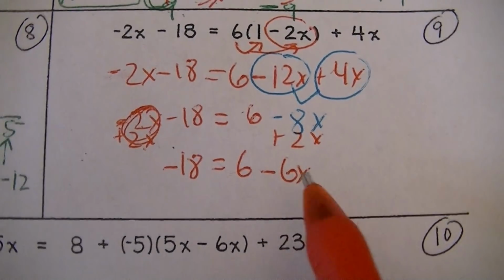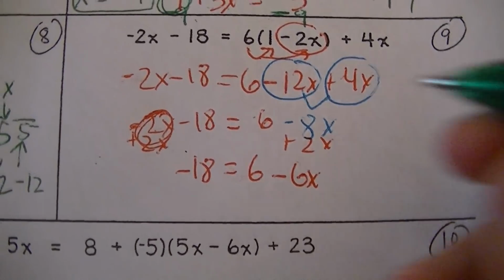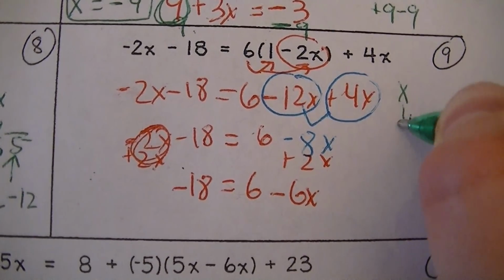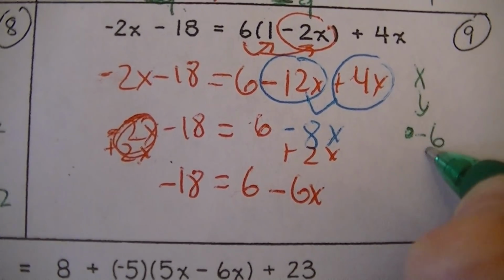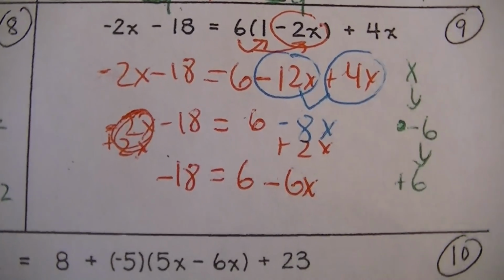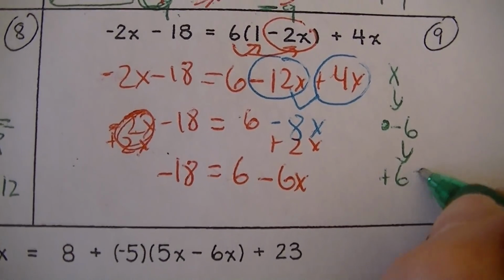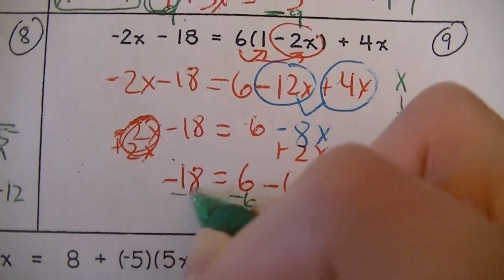Now that you have a variable on just one side of the equal sign, you're going to go ahead and build it. So start with x, then we multiplied it by negative 6. Then after that, we added 6. Inverse operation of adding 6 is to subtract 6, so do that to both sides of the equal sign.